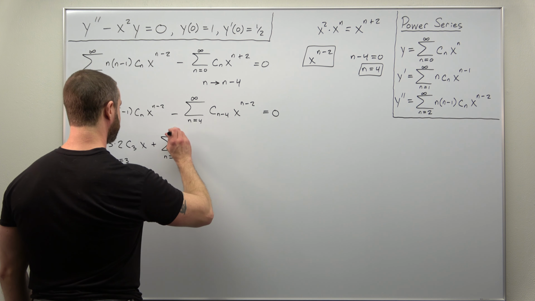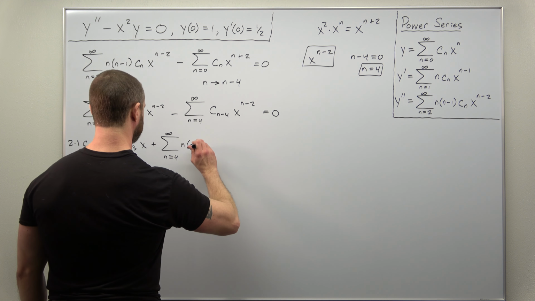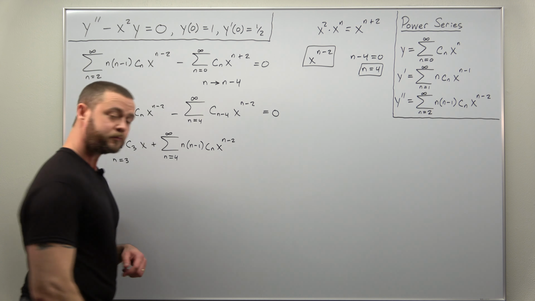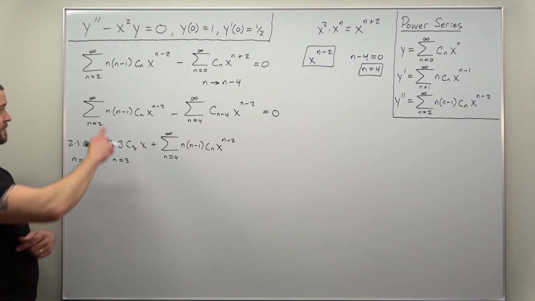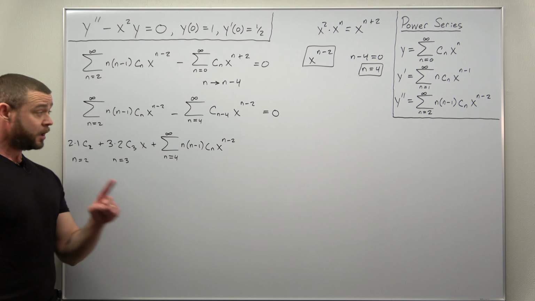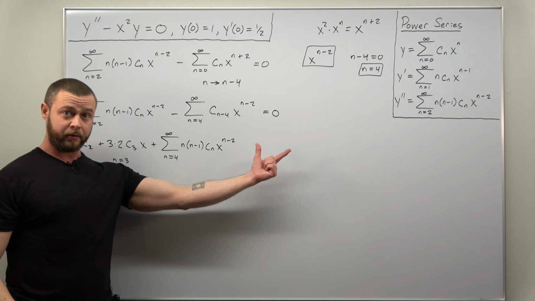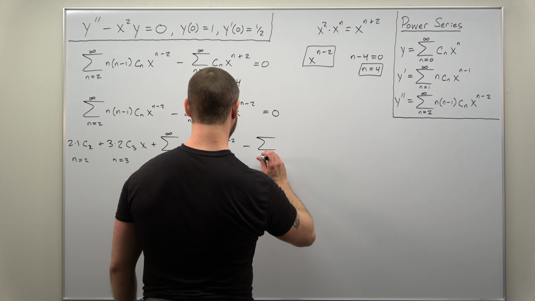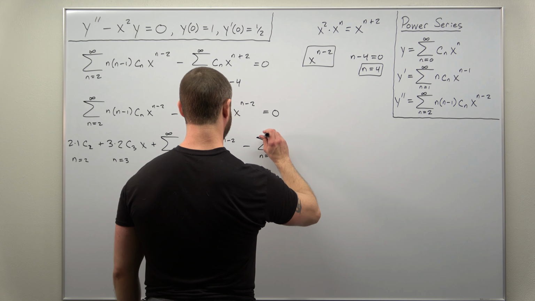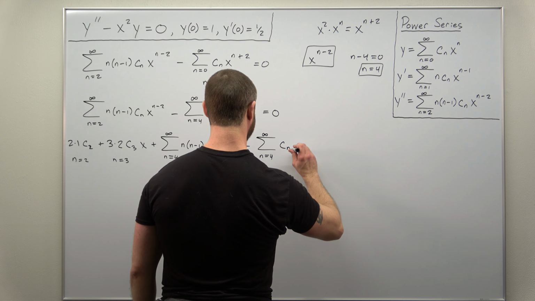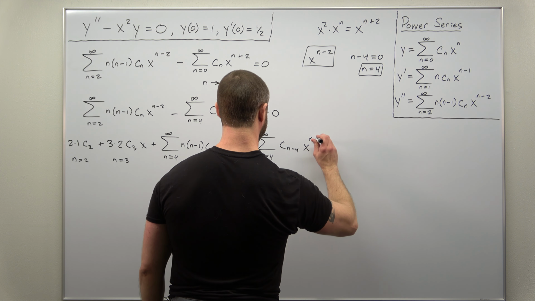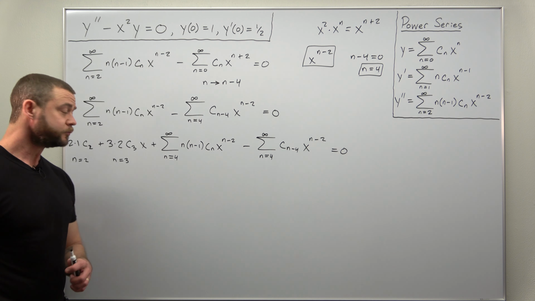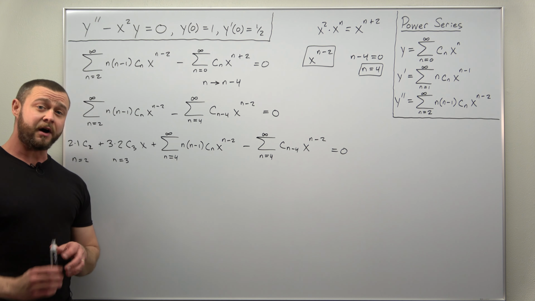And again, take your time and write all this out. All of this came from the first power series. We're just going to carry this one down. So we now have minus the sum from n equals 4 to infinity of c sub n minus 4 times x to the n minus 2. And we are basically done.